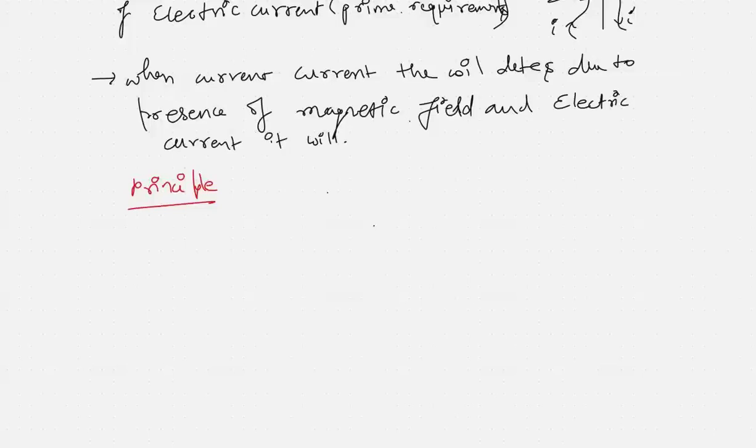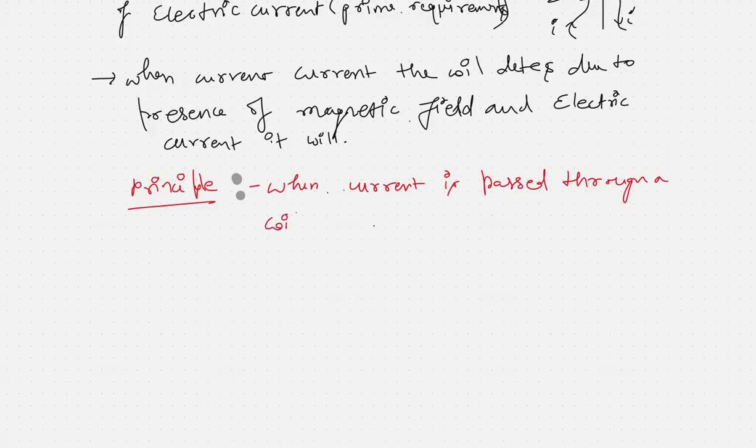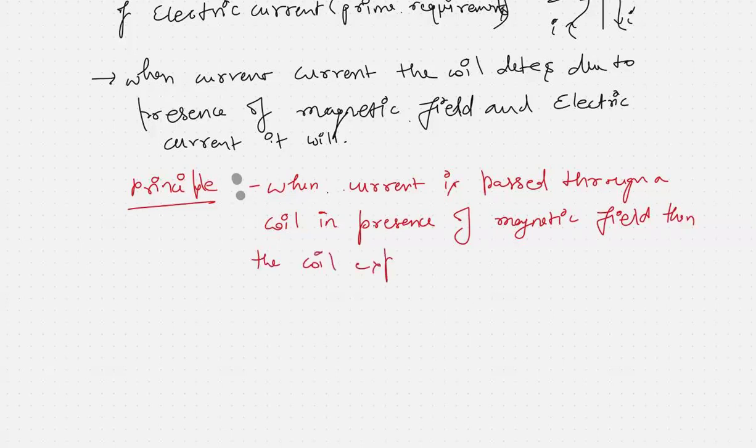So the principle is basically that whenever you pass a current through a coil which is in a magnetic field, in the presence of a magnetic field, then the coil experiences a torque. This is what actually happens.